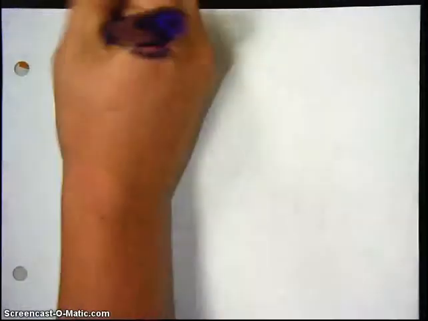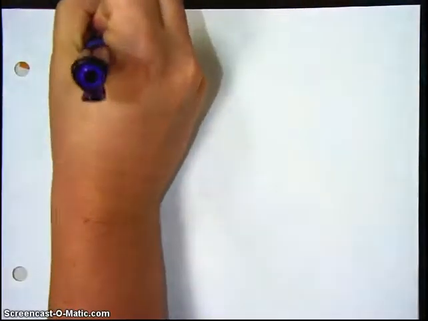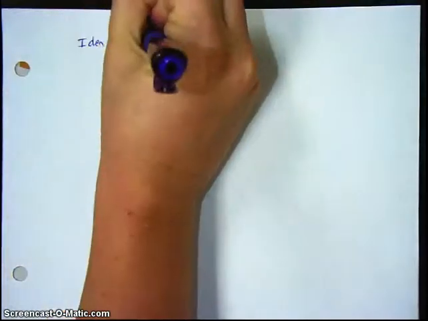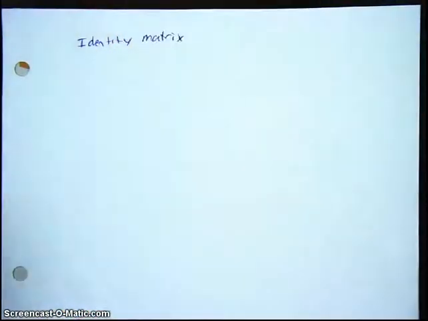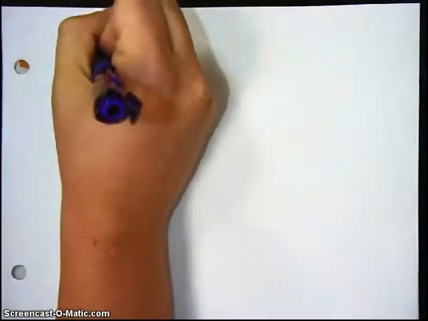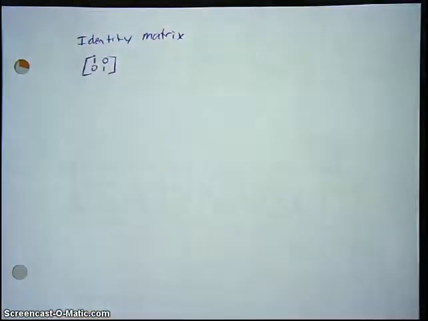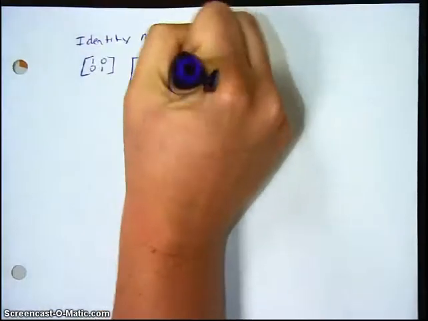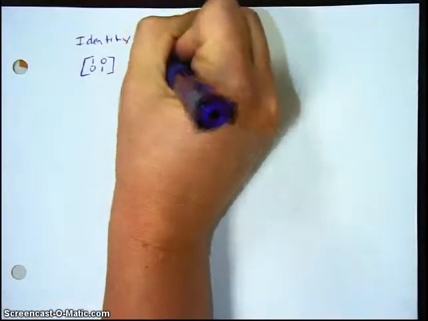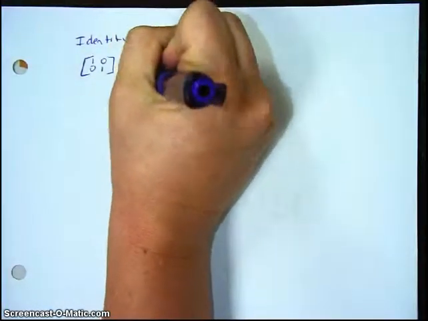Alright, today we're going to be looking at inverse matrices. The first thing we need to do is talk about what an identity matrix is. The identity matrix is like a 1 in multiplying. It always has 1s on the diagonal and 0s in all the other spots. So the identity matrix of a 2 by 2 would be 1, 0, 0, 1. The identity of a 3 by 3 would be 1, 0, 0, 0, 1, 0, 0, 0, 1.